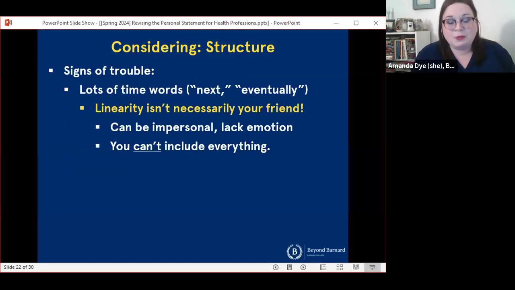If you're seeing, in particular with those transition words, a lot of time words, next, eventually, et cetera, that's a warning sign for me. And I'll tell you why. Because I find that usually that's a sign that a person is trying to write a personal statement that is very bound up in linear time. And I don't think that linearity is necessarily the friend of the personal statement writer. You definitely cannot tell the entire story. And so sometimes freeing yourself up to put your comments in an order that's different from the way they actually happened can help you make a more effective piece of writing.